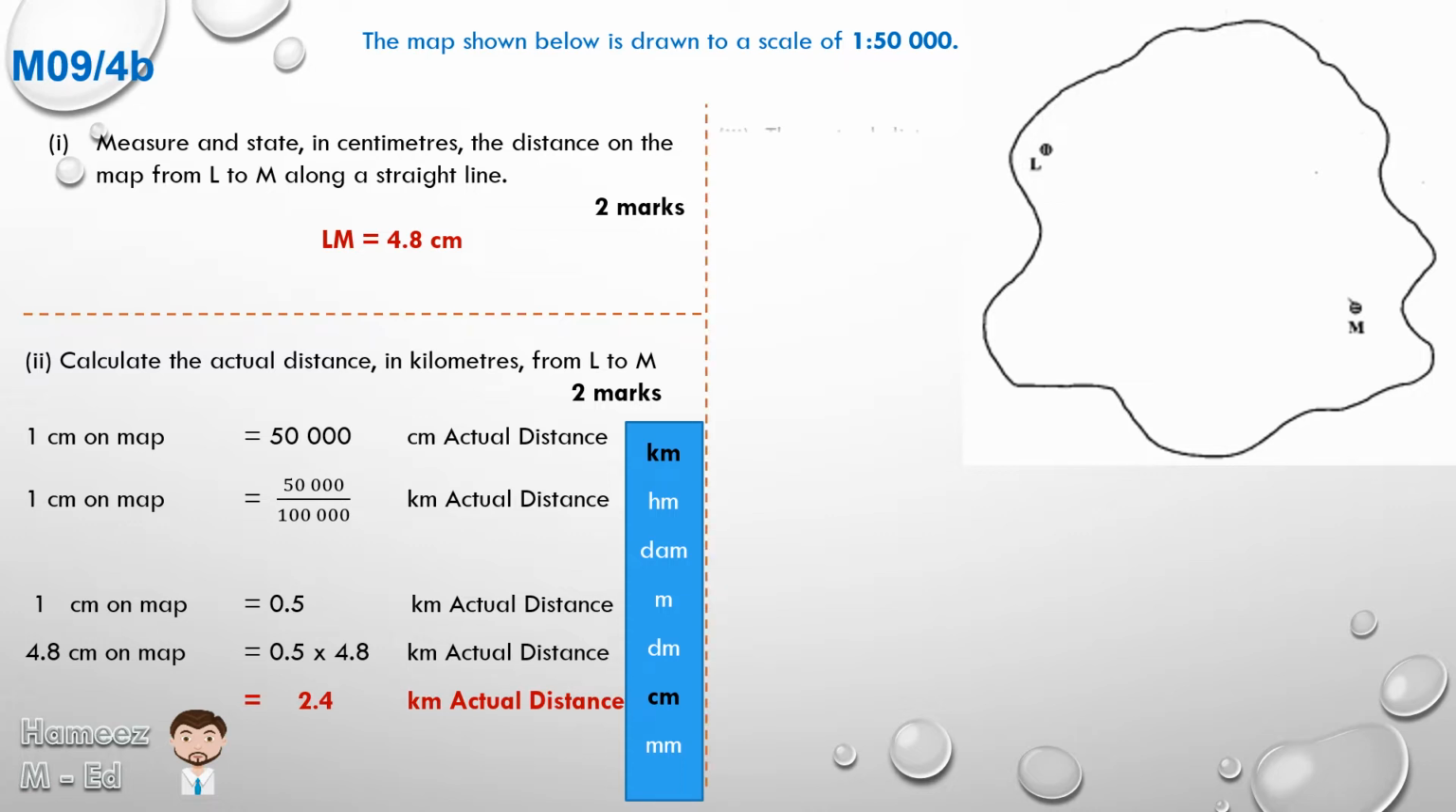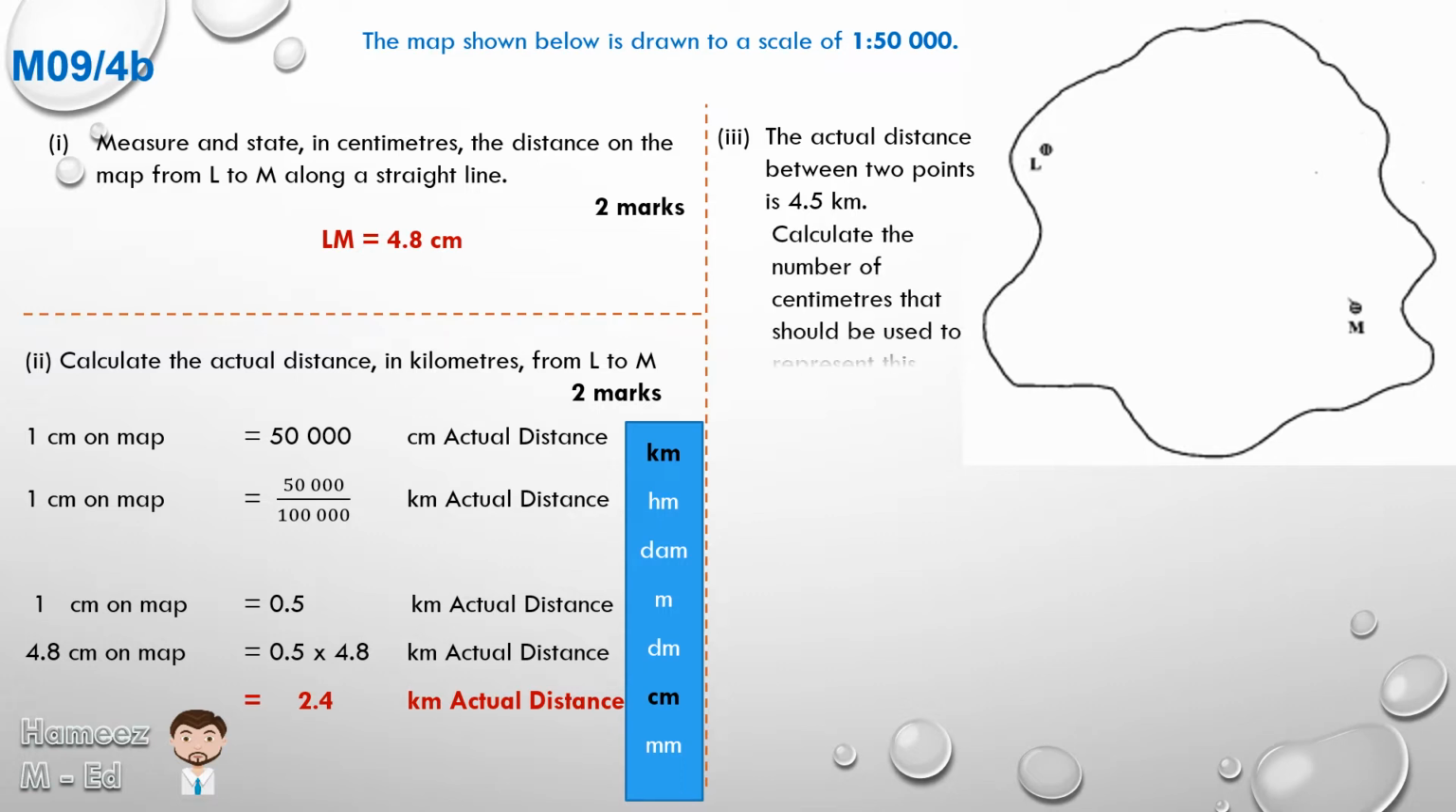Part 3. The actual distance between 2 points is 4.5 kilometers. Calculate the number of centimeters that should be used to represent this distance on the map. So we know that 1 centimeter on a map is equal to 0.5 kilometers in actual distance using this scale. And if we consider this to be a ratio question, we actually want to find out for 4.5 kilometers. So how do we do that?